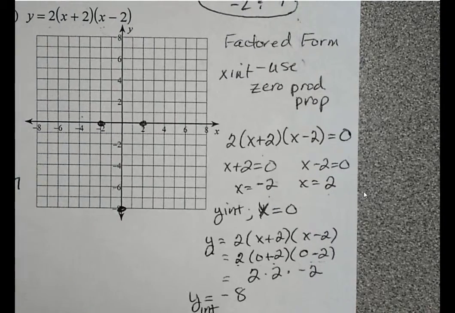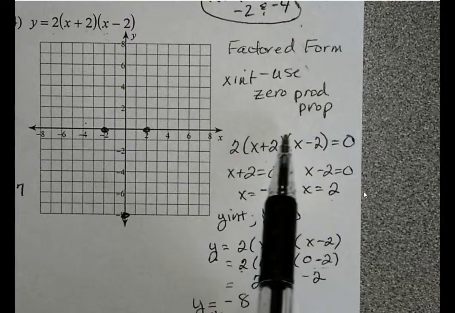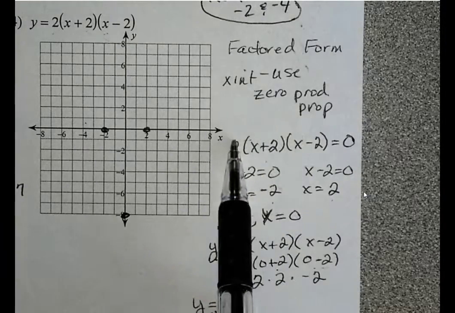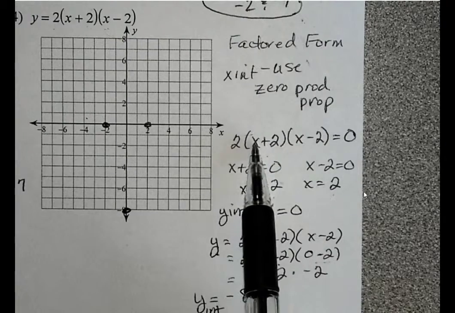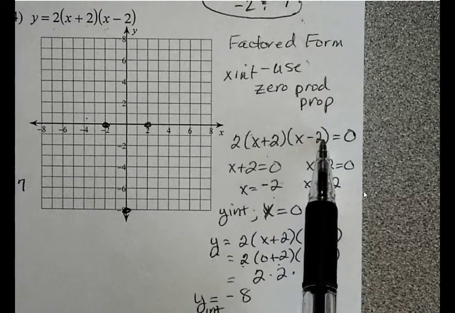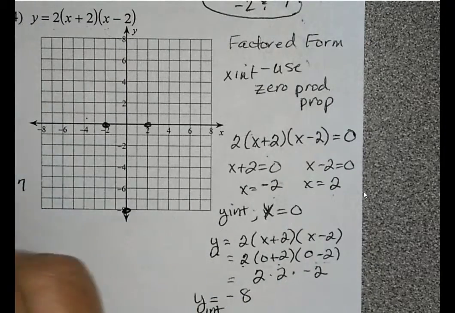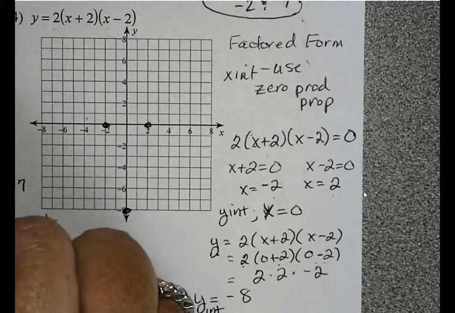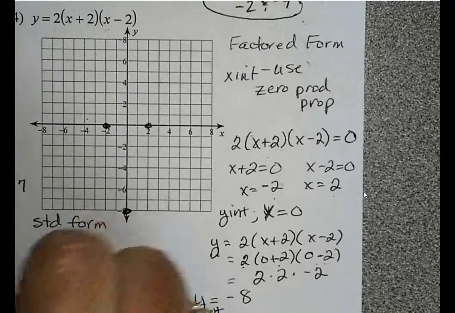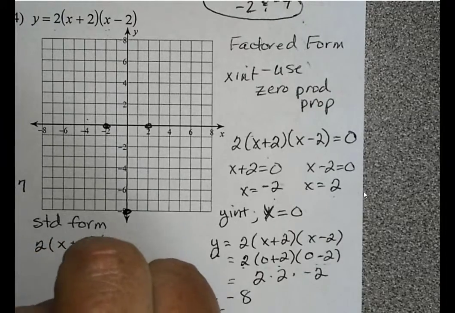Okay, and then I'm going to go through and find the vertex. In order to find the vertex from this, what I'm going to do is put it into the standard form. So that means I'm going to need to multiply my x plus 2 and my x minus 2. I'm going to get that product and then multiply 2 by it. So I'm going to do the into standard form first.